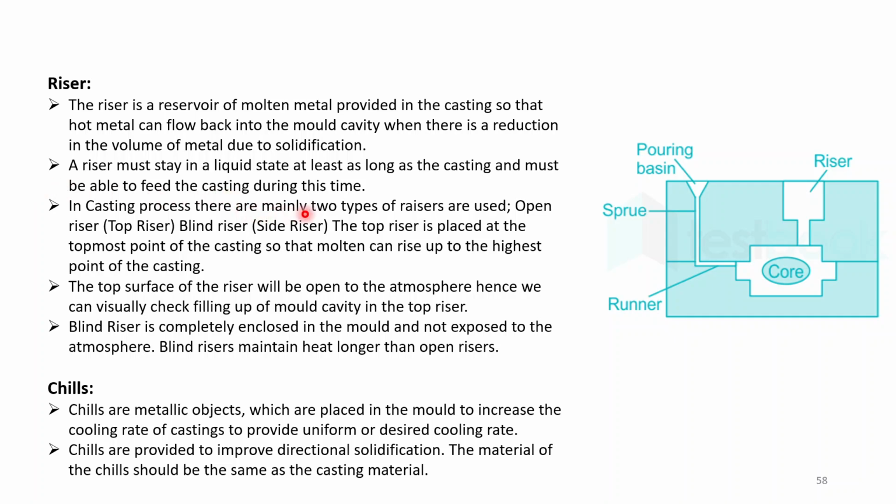In the casting process, there are mainly two types of risers which are used. First is the open riser, which can be a top riser, blind riser, or side riser. The top riser is placed at the topmost point of the casting so that molten metal can rise up to the highest point of the casting. The top surface of the riser is open to the atmosphere. Hence, we can visually check the filling up of the mold cavity.